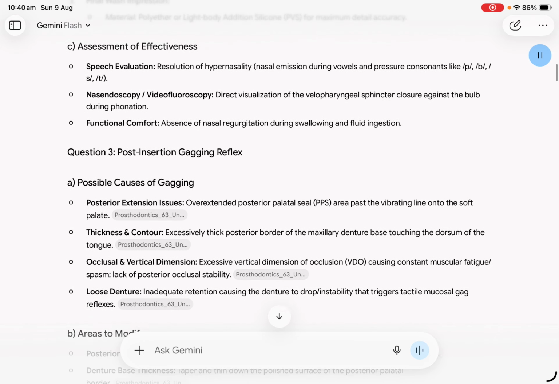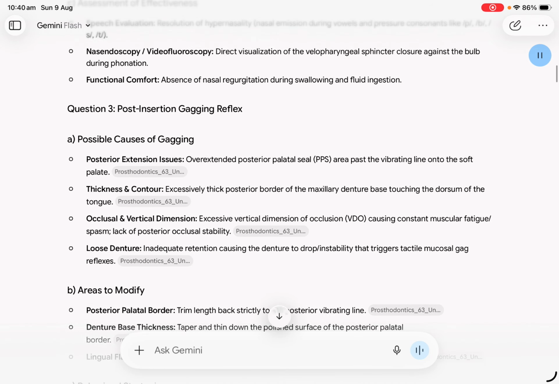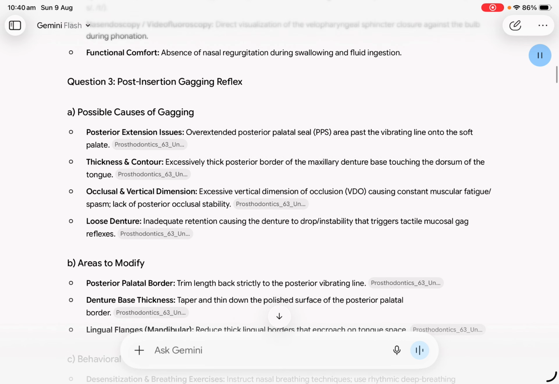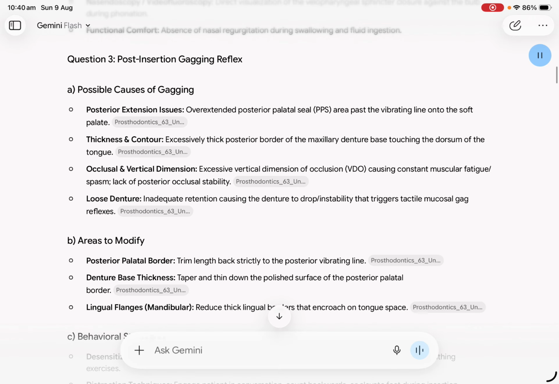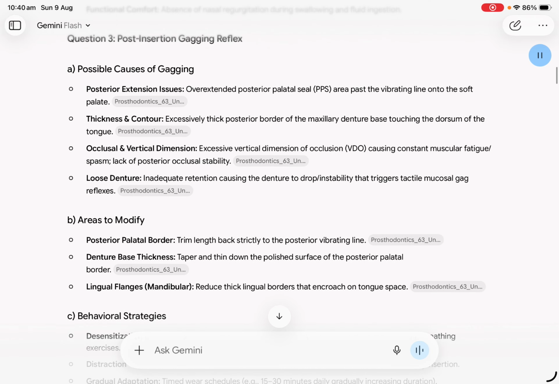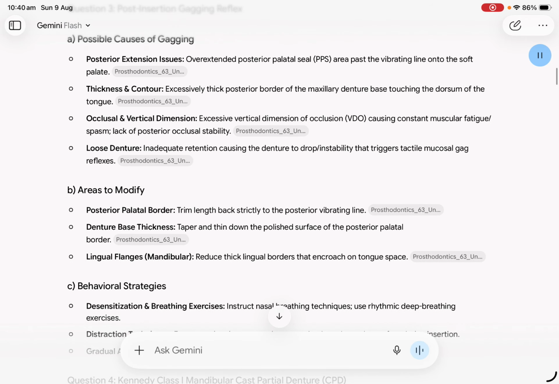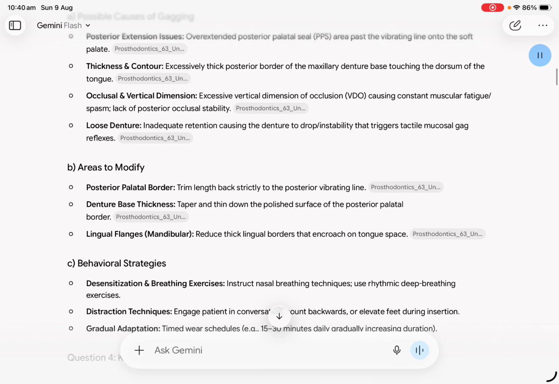Question 3. Post-insertion gagging reflex. A. Possible causes of gagging. Posterior extension issues: overextended posterior palatal seal, PPS, area past the vibrating line onto the soft palate. Thickness and contour: excessively thick posterior border of the maxillary denture base touching the dorsum of the tongue. Occlusal and vertical dimension: excessive vertical dimension of occlusion, VDO, causing constant muscular fatigue/spasm. Lack of posterior occlusal stability. Loose denture: inadequate retention causing the denture to drop, and instability that triggers tactile mucosal gag reflexes.